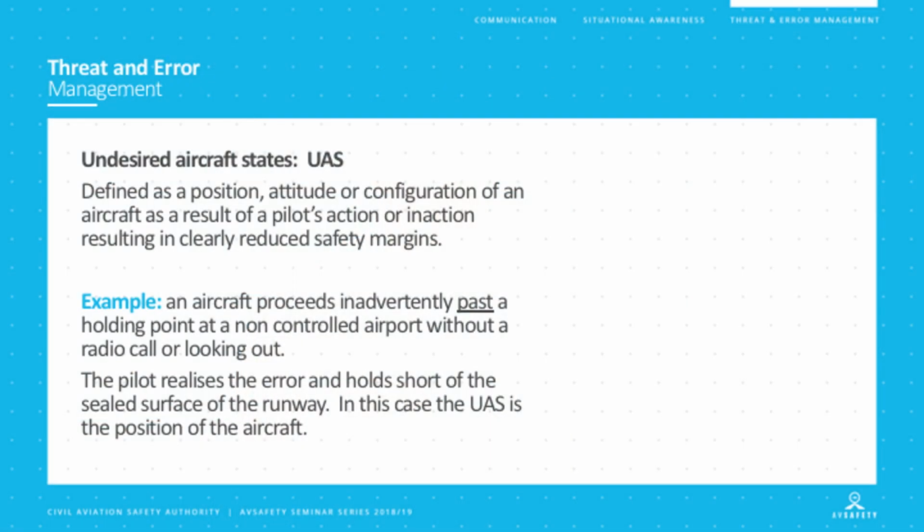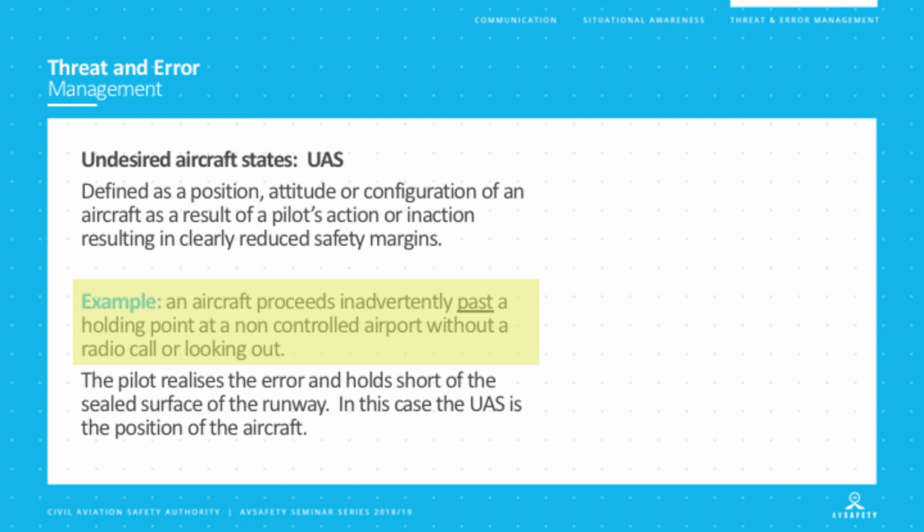So what do we mean in reality by an undesired aircraft state? An undesired aircraft state might be having an aircraft in a stalled configuration only 100 feet above the ground. That would be an undesired aircraft state. Or be halfway across Bass Strait with only 5 minutes of fuel remaining. Again, an undesired aircraft state. Or an aircraft that punches across a holding point onto an active runway. In other words, wrong place, wrong time. Significantly reduced safety margin. It's what we call an undesired aircraft state.